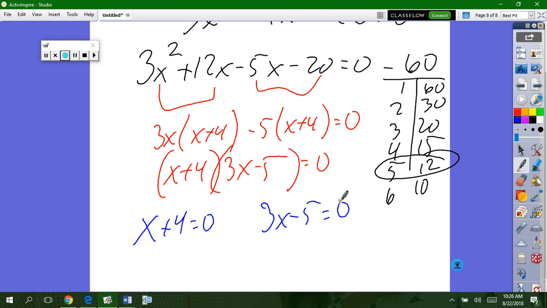Well, this one's pretty easy. What value makes this one 0? Negative 4. This one we have to do a little bit extra work, don't we? Adding the 5, and then divide by 3.